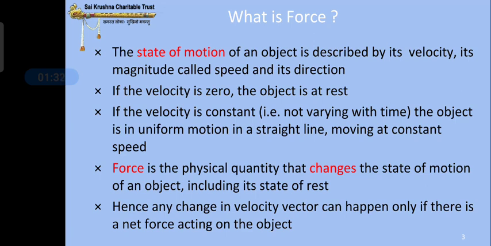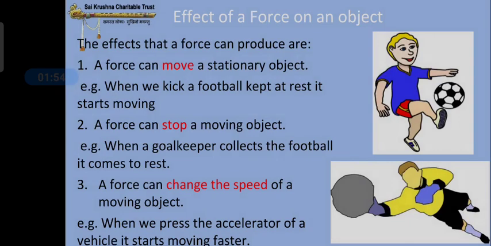Force can also be defined as a push or pull on an object. Which means either you can push an object or pull an object, right? To pull an object, you have to apply a force. Clear? Hence any change in the velocity vector can happen only if there is a net force acting on the object.